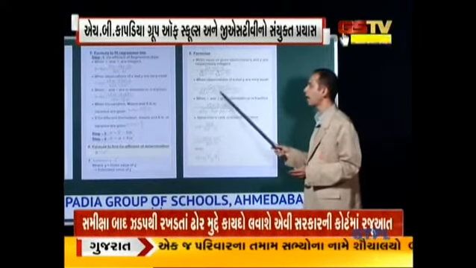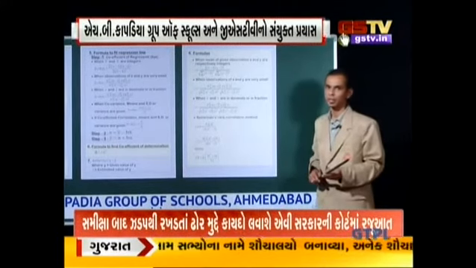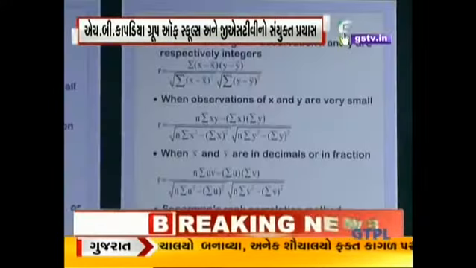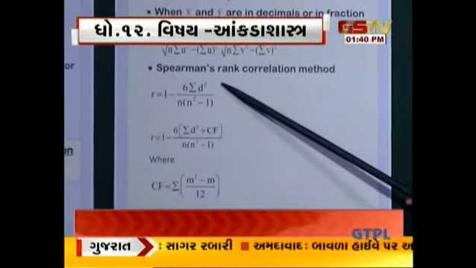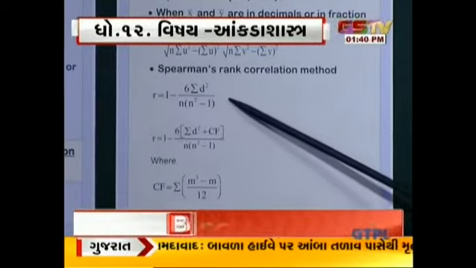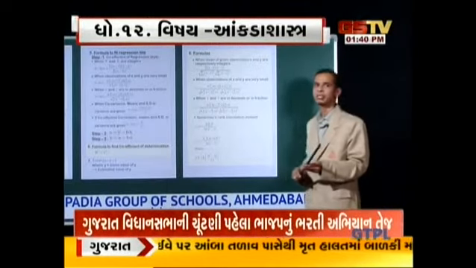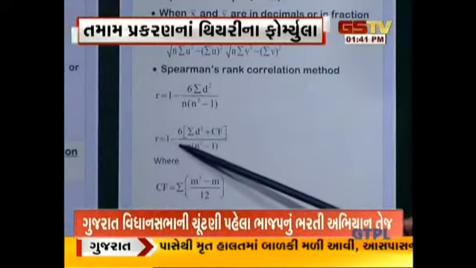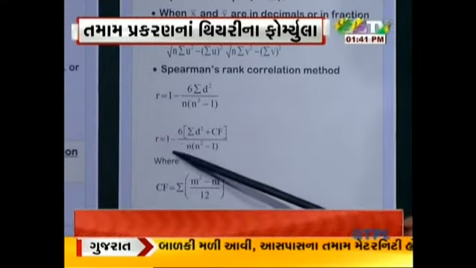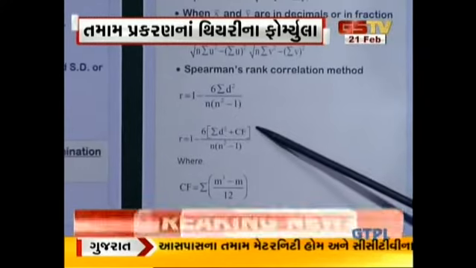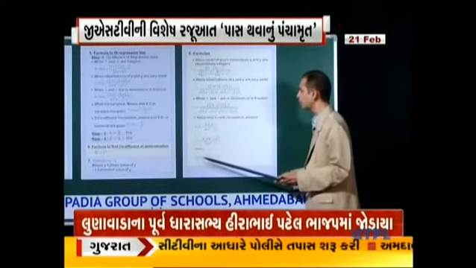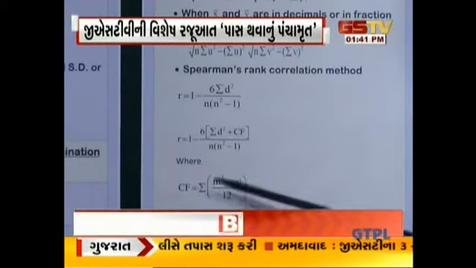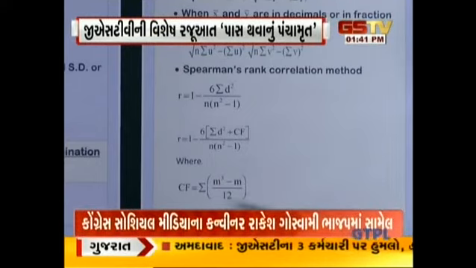These three formulas are of Karl Pearson's product moment method. And now the third one, Spearman's rank correlation method, where we have to use the formula R is equal to 1 minus 6 sigma d square upon n into n square minus 1. Now, when the observations are repeated, then we have to use this formula. R is equal to 1 minus 6 (sigma d square plus Cf) upon n into n square minus 1. Now, we can find Cf is equal to sigma (m cube minus m) upon 12.